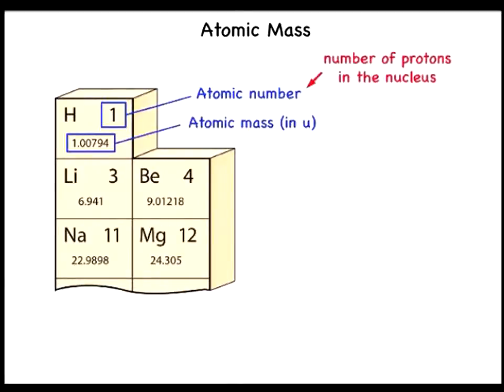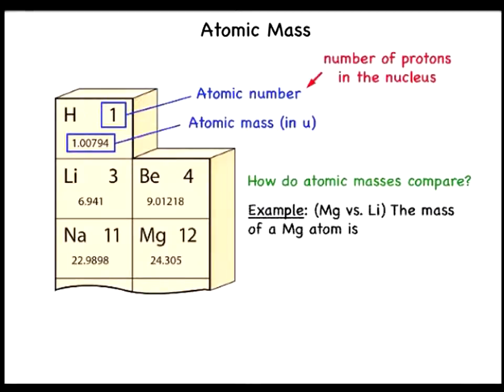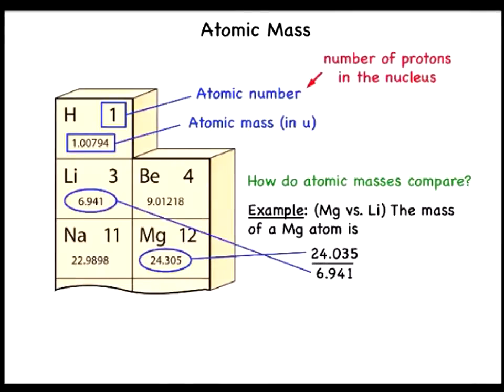As an example, let's use the periodic table to compare the atomic masses of two different atoms. A magnesium atom has an average atomic mass of 24.305 U, whereas a lithium atom has an average atomic mass of 6.941 atomic units. Thus, a magnesium atom is 24.305 divided by 6.941, which equals 3.502 times more massive than a lithium atom.